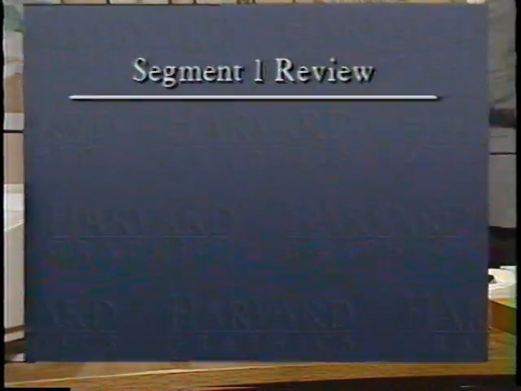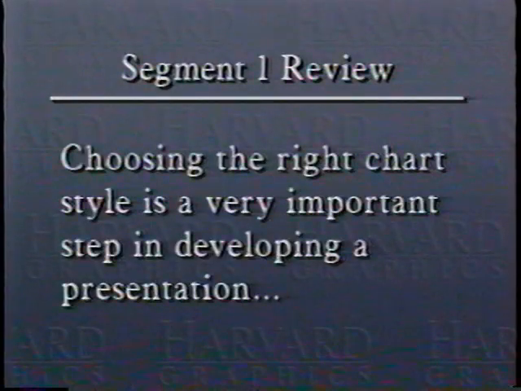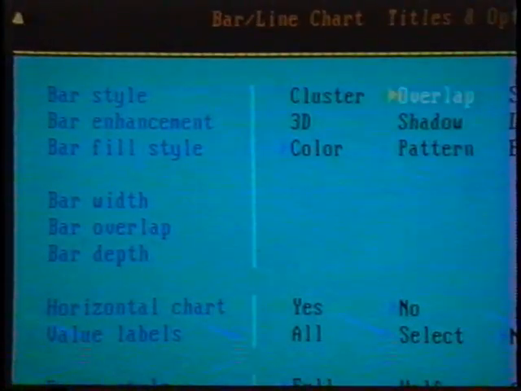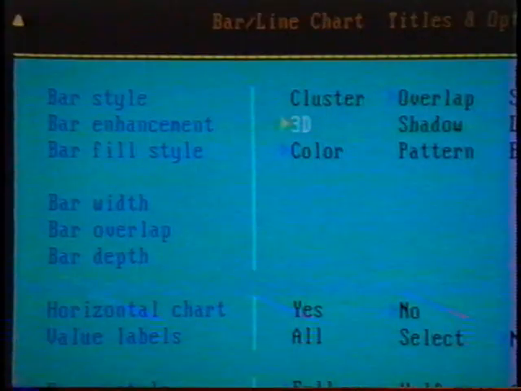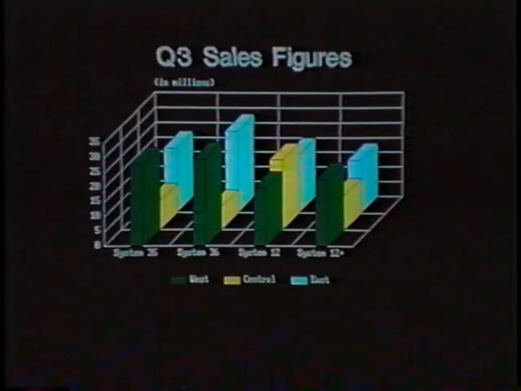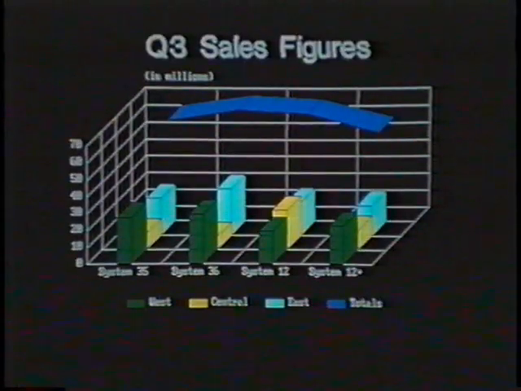Let's leave Ken and Sue for a moment and review what we've learned so far. Choosing the right chart style to fit your data is a very important step in developing a presentation. Using the F8 option pages, Harvard Graphics allows you to easily change between two-dimensional and three-dimensional charts. Vary the width and depth of the 3D bars. Mix display options like lines and bars at the same time.